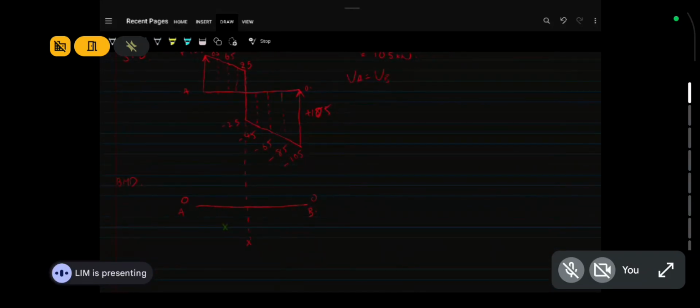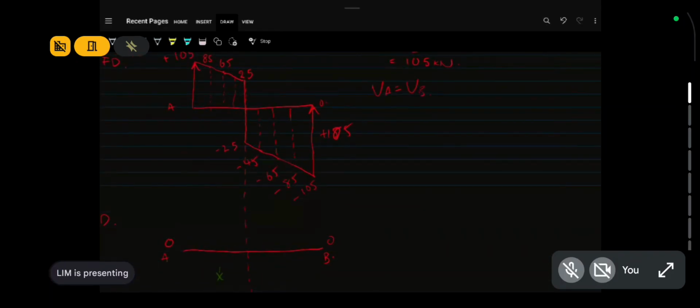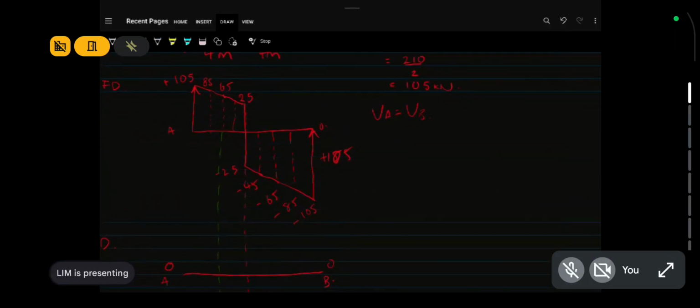I draw a straight line up to the bending moment diagram. If I want a moment there, the moment is that area there. Very simple. You calculate the area, you get the moment there. It's basically the moment at whichever point is the area of the shear force diagram from A to that point.